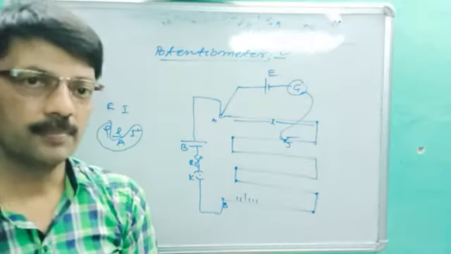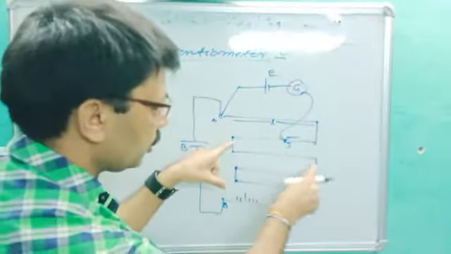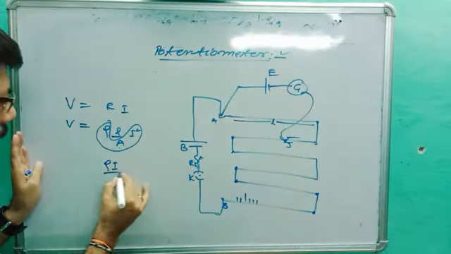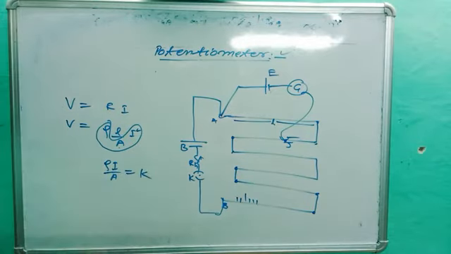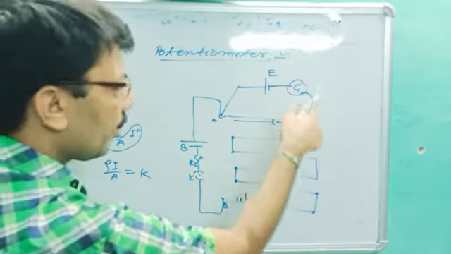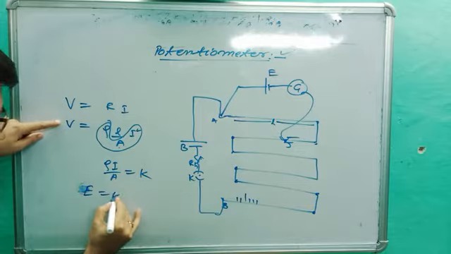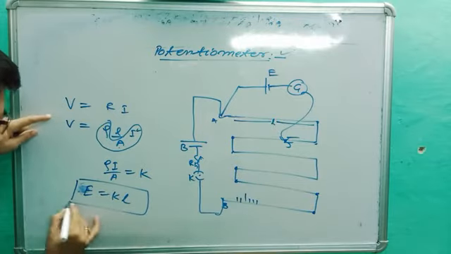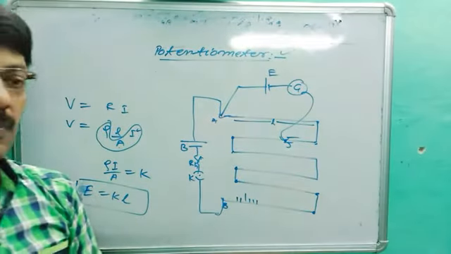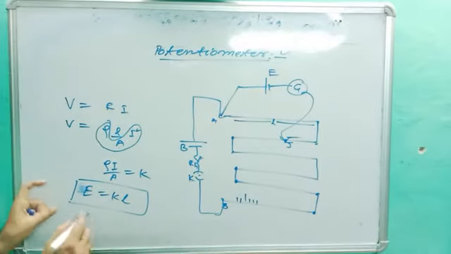Are you getting the point? These quantities remain constant. What is the only thing changing? Length is going to change. The remaining constant quantity, rho I upon A, equals K. So in place of V, we can put E, because E is the EMF for the potentiometer. So we will get the formula E equal to KL. This is a very important formula. E equal to KL, where K is called potential gradient.